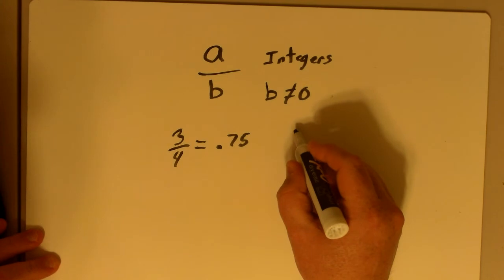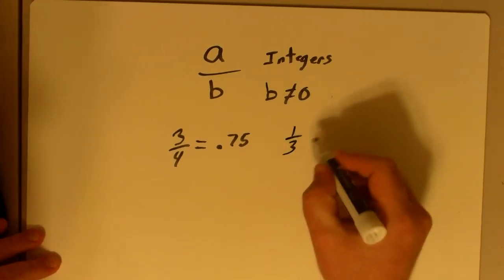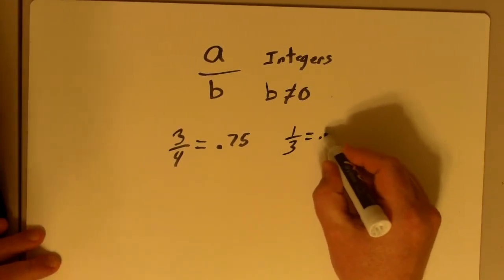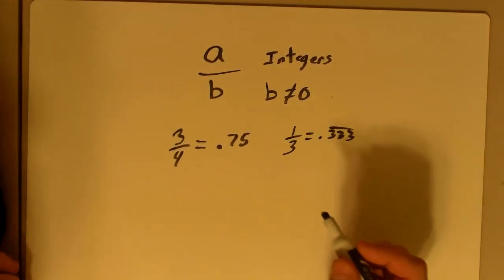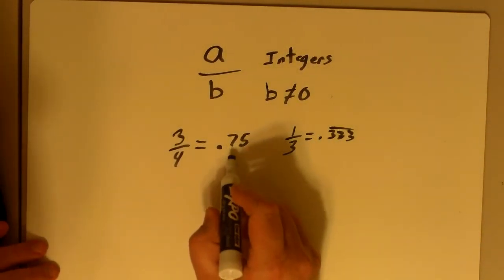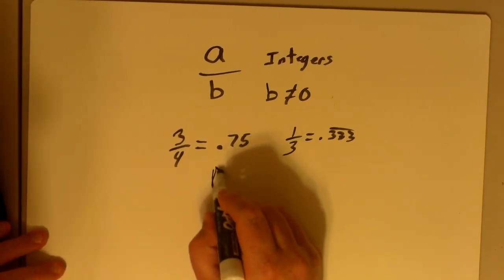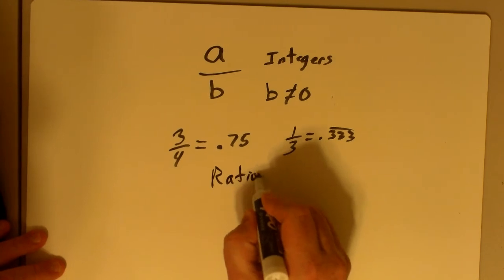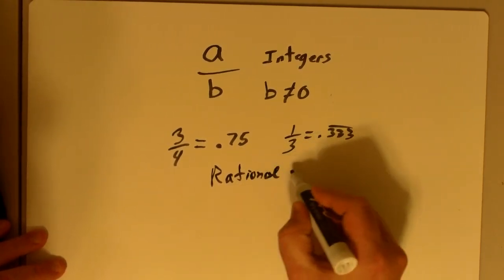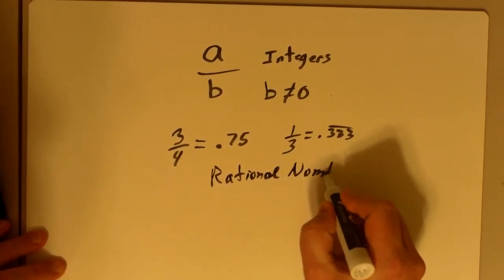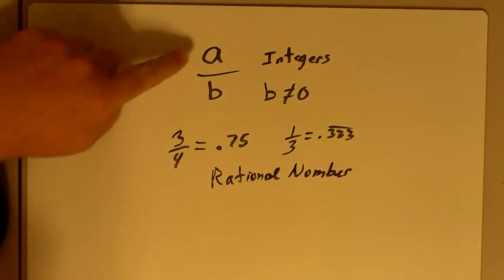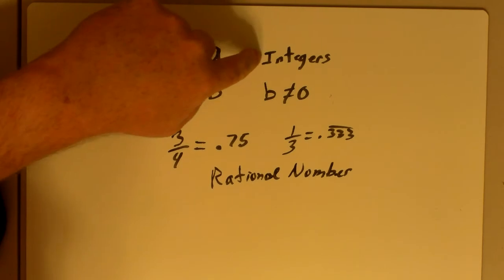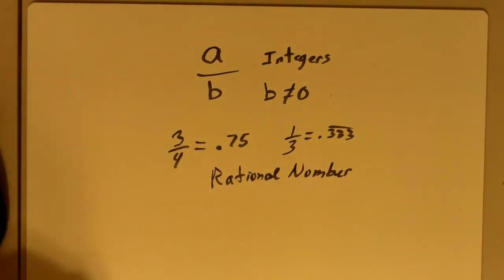Other types would be repeating decimals, like 1/3, which would give us 0.333 and repeating. So any number that repeats or terminates in its decimal form is considered a rational number, and can be written in the form of A over B, in which A and B are both integers and B cannot equal 0.